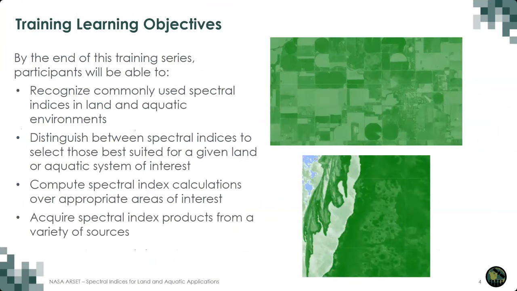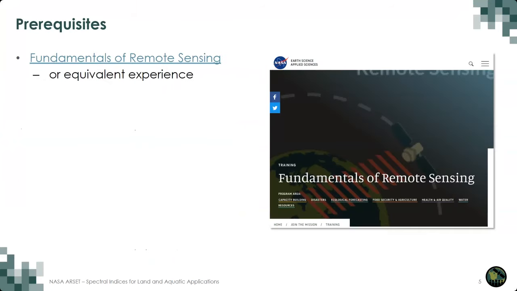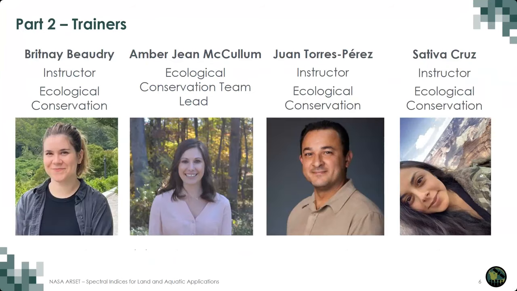We hope by the end of this training, you will be able to recognize commonly used spectral indices in land and aquatic environments, distinguish between spectral indices to select those best suited for a given land or aquatic system of interest, compute spectral index calculations over appropriate areas of interest, and acquire spectral index products from a variety of sources. Our only prerequisite for this training is the fundamentals of remote sensing, which is linked here, or equivalent experience. The four of us here are ARSET's ecological conservation team, and we are your trainers for this series.